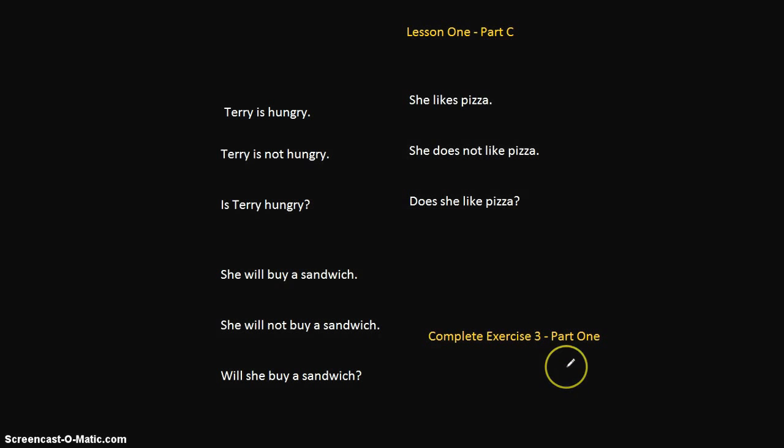Okay, let's continue on our next step. So we've seen so far that every sentence has three forms. Every sentence has two X-word places. Here we've got them in our first sentence. There we are. Terry. Terry is hungry. Terry's not hungry. Is Terry hungry?